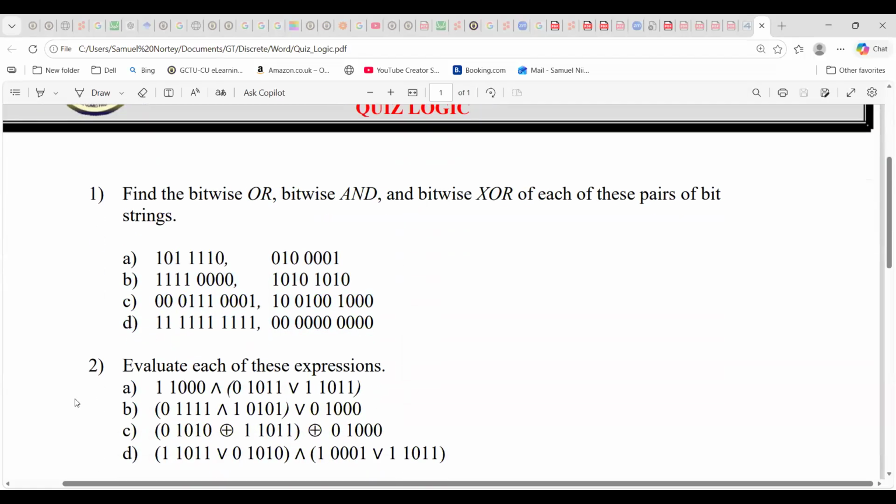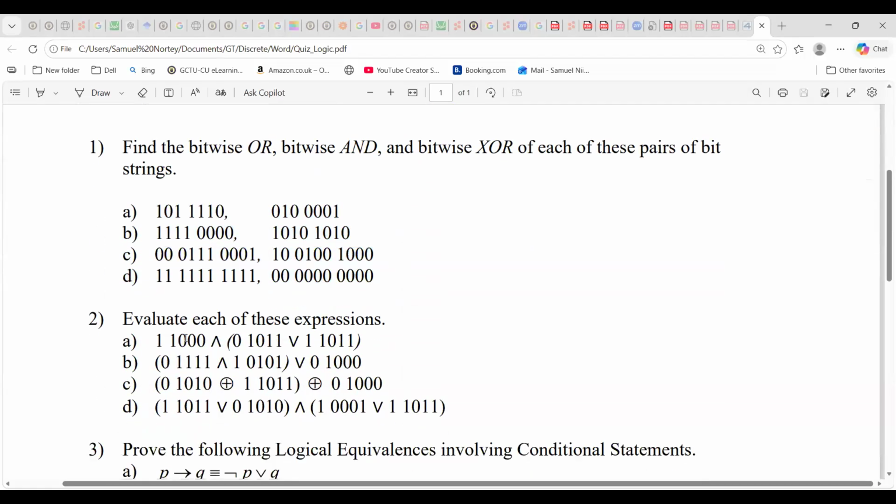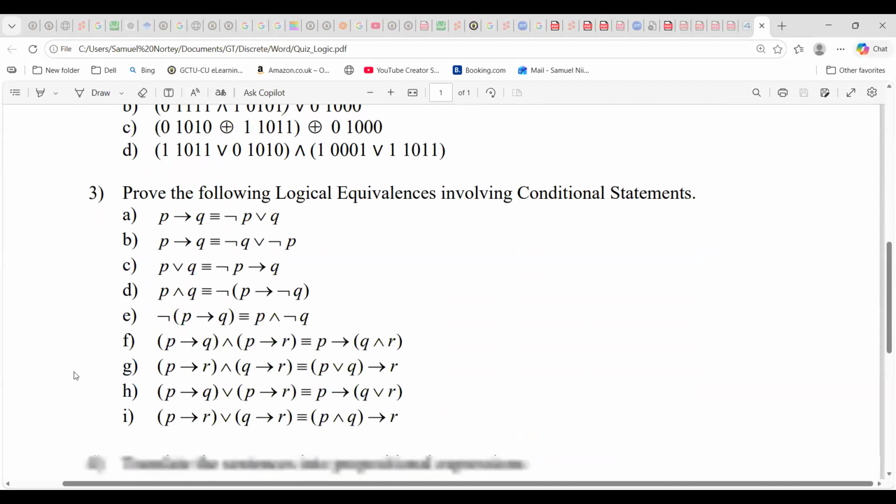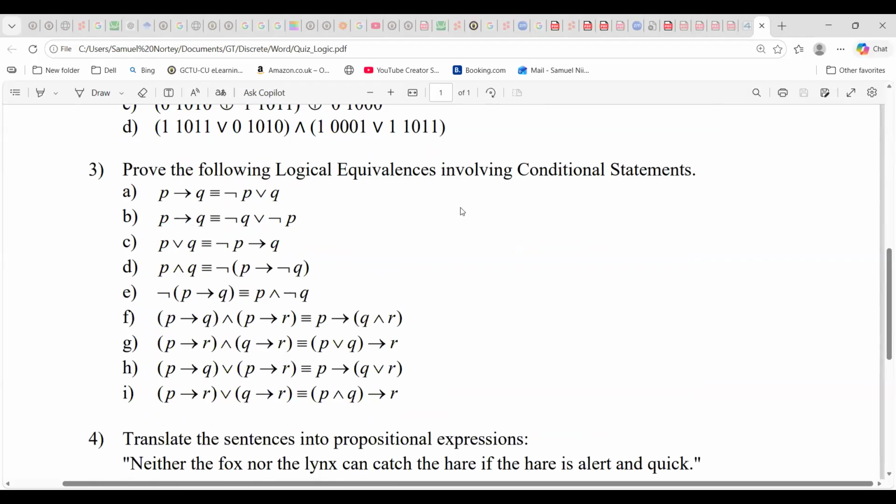Question 2 is also the same thing, but this time you are connecting 3 things. So you do the ones in brackets first. Join this with this using or. The symbol here is or, and then here you use and. Okay. Then question 3 is the last example we just did a few minutes ago.